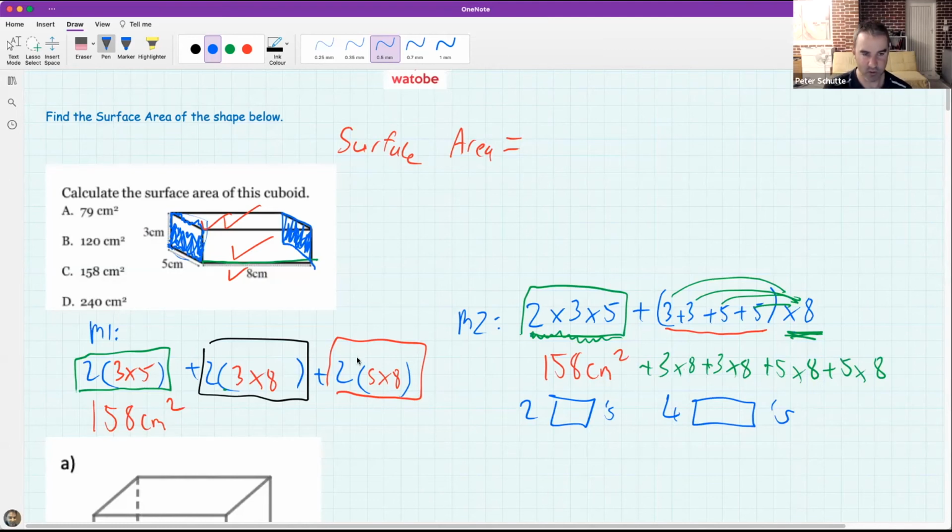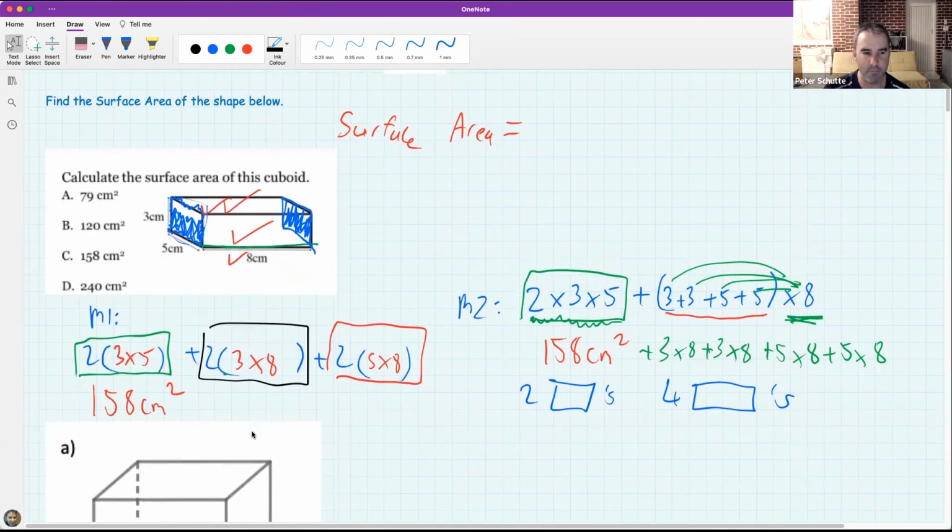Now, what I suggest we do is we practice this, and you'll see which method you like quicker. But what I know about this method is it works really well for triangular prisms as well, and it can speed things up a little bit. So let's try out both for a bit.